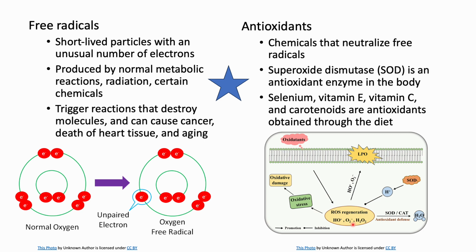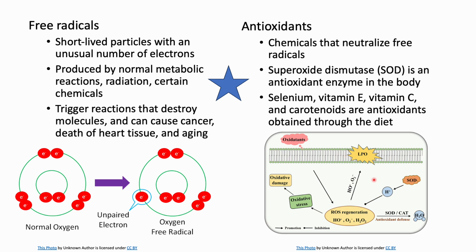So if we naturally produce free radicals, how does our body get rid of those free radicals? Through antioxidants. Antioxidants are chemicals that neutralize free radicals. An example of such an antioxidant is superoxide dismutase.